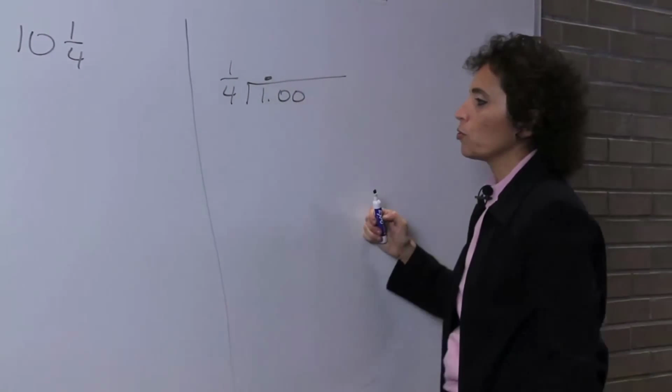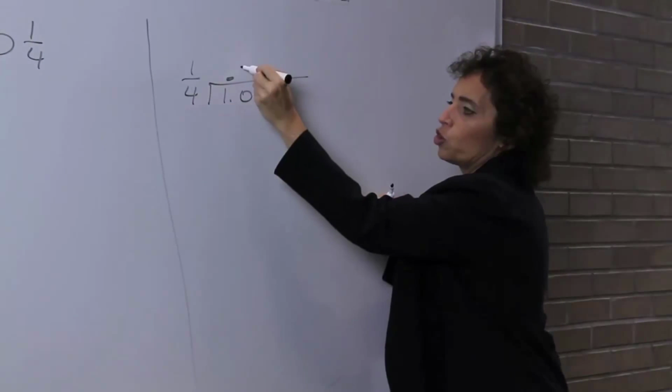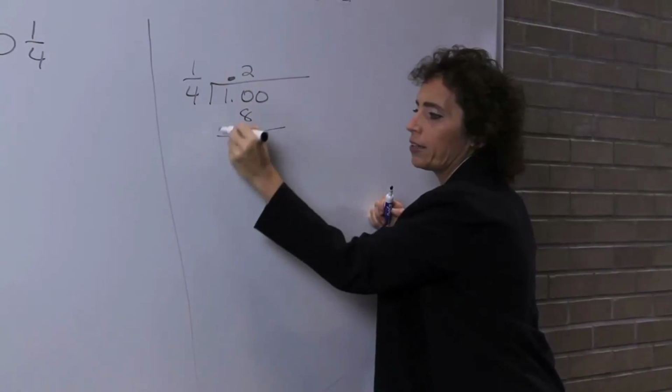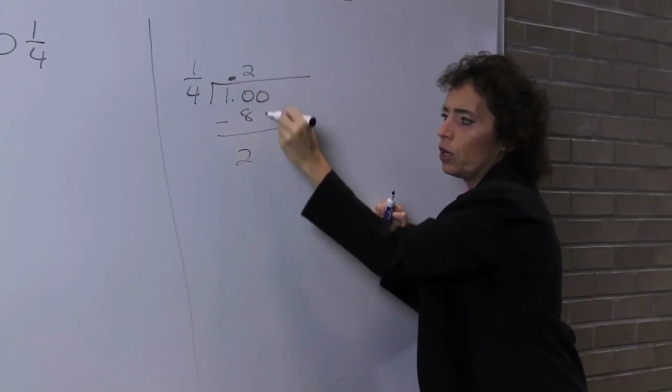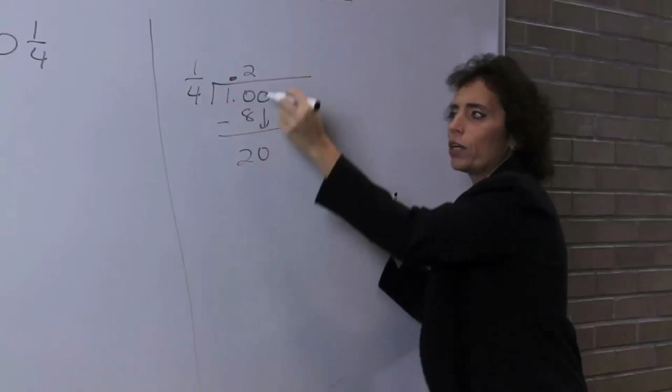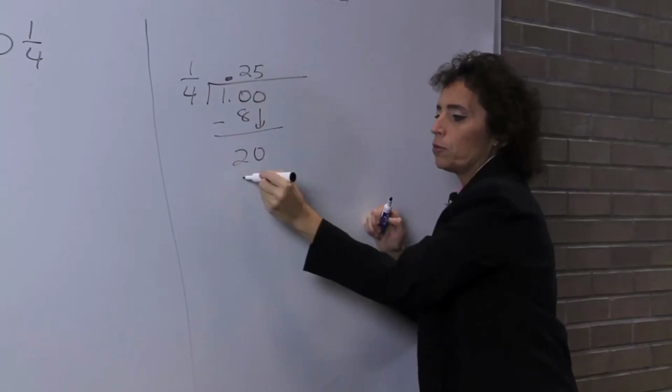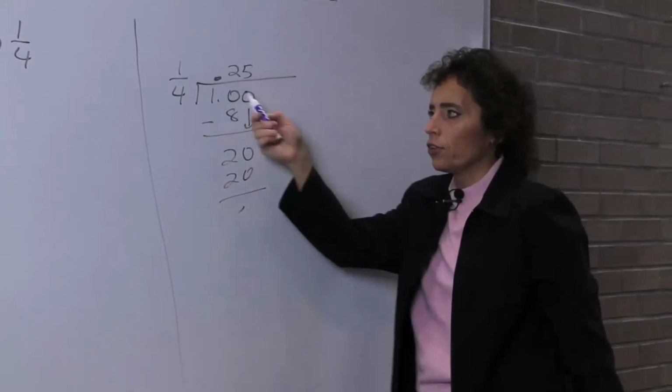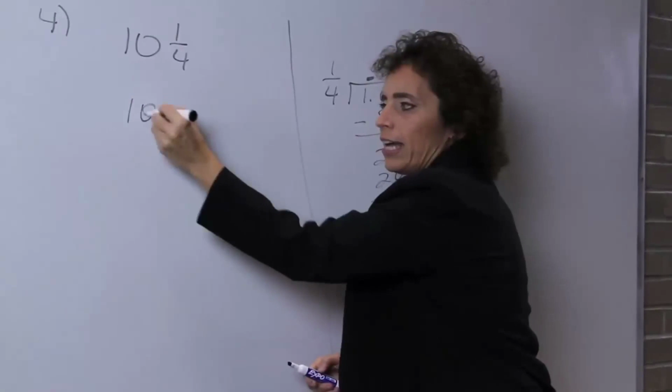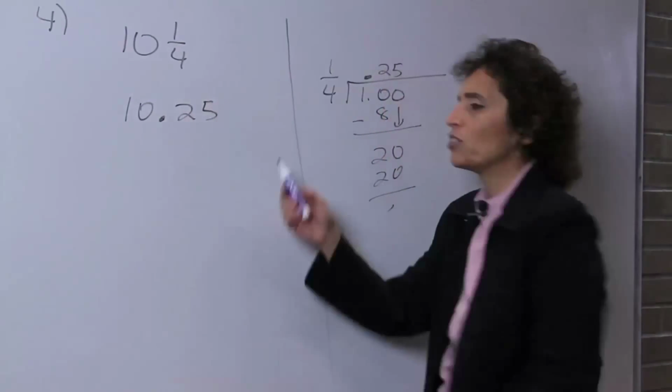Well, I didn't need to put 2 zeros right away, but okay. 4 goes into 10 twice. 2 times 4 is 8. 10 minus 8 is 2. Bring this down. 4 into 20 goes 5 times. 4 times 5 is 20. There's your quarter, right? There's your quarter. So this is actually 10.25, but it's not a percent yet.